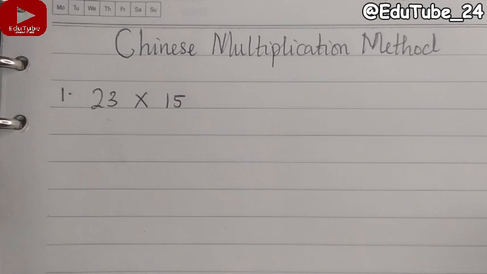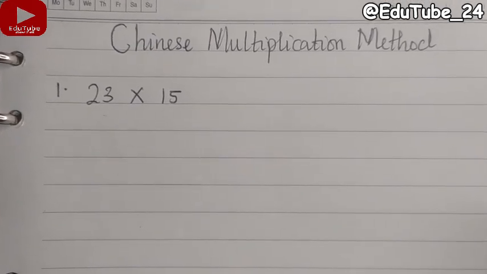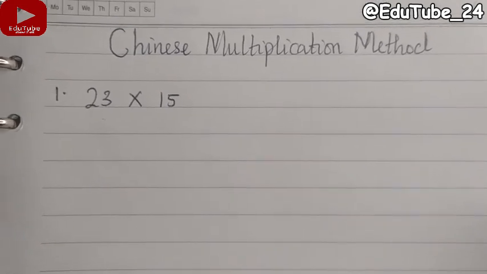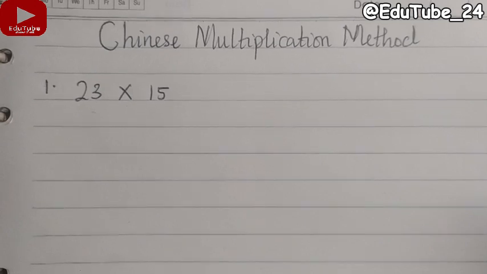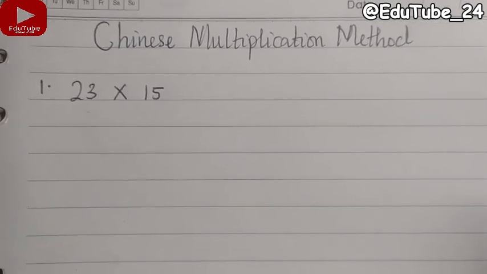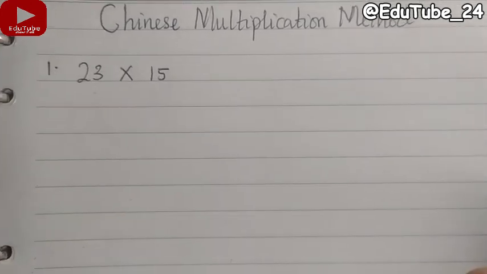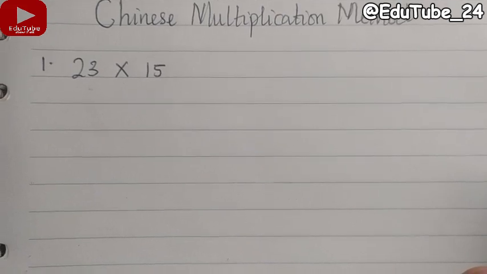In this lesson, I am going to show you how to multiply numbers using the Chinese multiplication method, also known as the Chinese grid multiplication method. Now, the Chinese multiplication method is a method of multiplying numbers which involves the use of sticks or strokes to solve multiplication problems. Let's see our first example without dilly-dallying around.